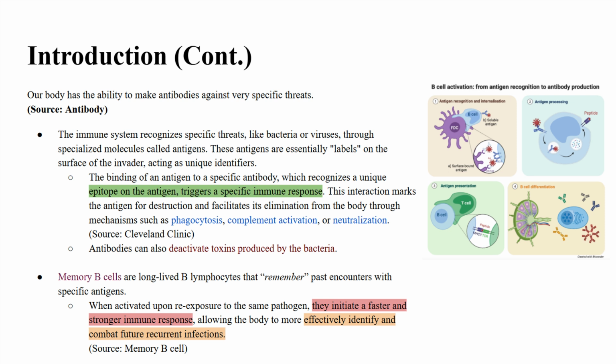This interaction marks the antigen for destruction and will facilitate its elimination from the body through mechanisms like phagocytosis, complement activation, or neutralization. Antibodies can also deactivate toxins produced by bacteria. Again, memory B cells are long-lived B lymphocytes that will remember past encounters with specific antigens. So, when activated on re-exposure to the same pathogen, they will help initiate a faster and stronger immune response, allowing the body to effectively identify and combat future recurrent infections.